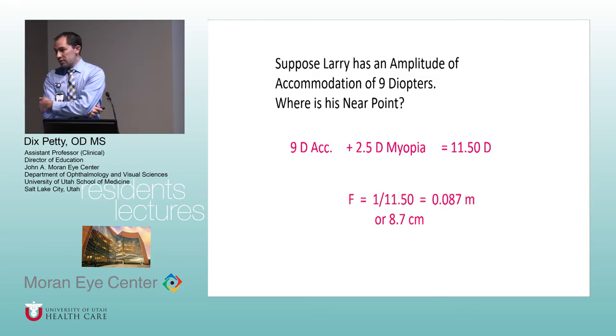That's going to be about 8.7 centimeters. So he's going to be between 40 centimeters and 8.7 centimeters. That's the only area that he has clear vision when he's uncorrected. Everything else is blurry.